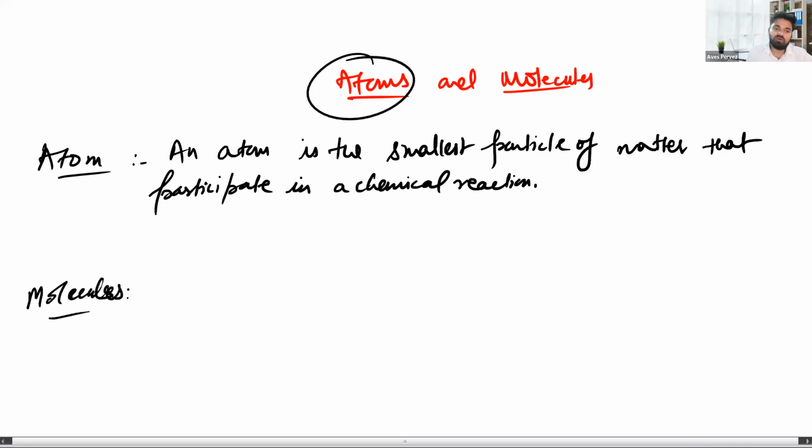If I talk about what molecules are, molecules form when two or more atoms chemically combine together. Okay, we're not talking about a physical combination. When they are chemically combined together, they form a molecule. So what is a molecule?